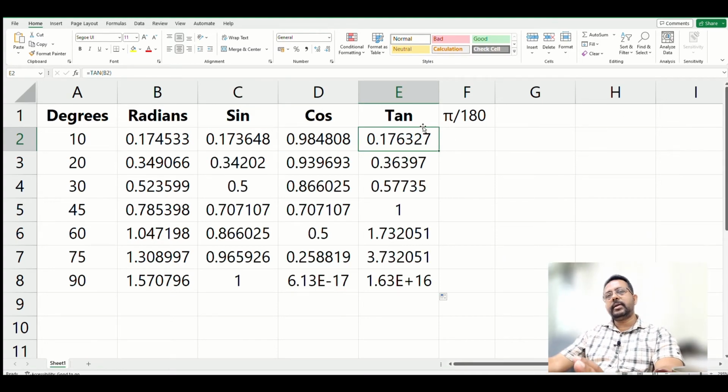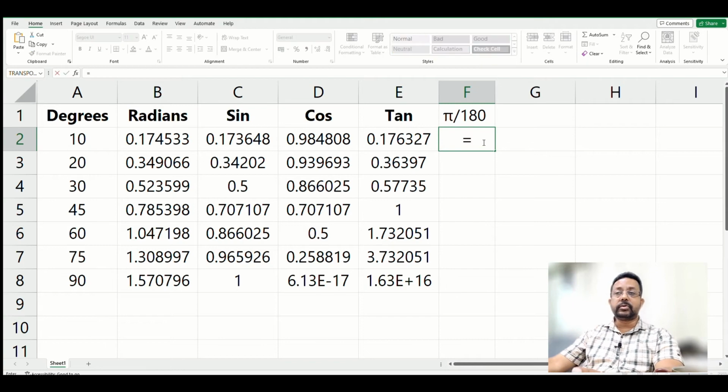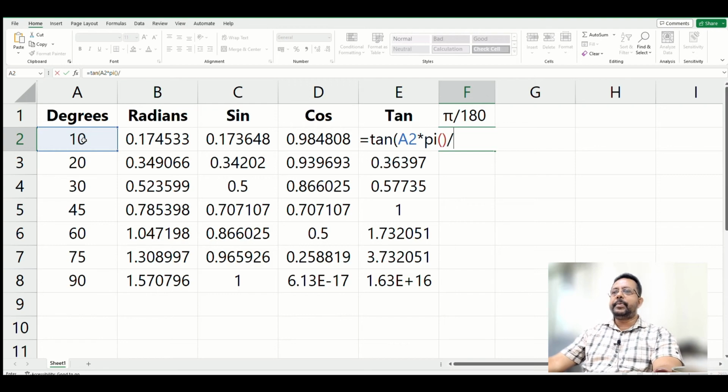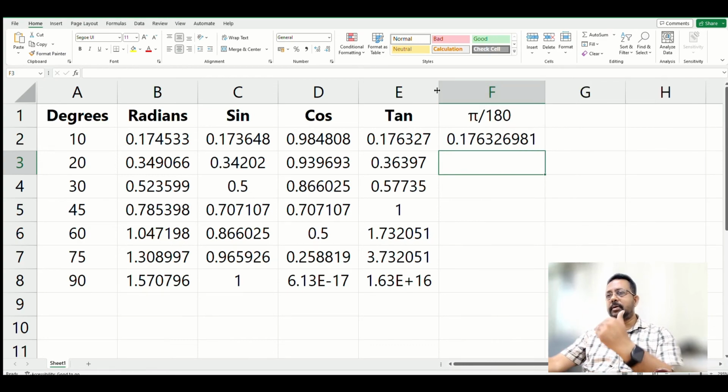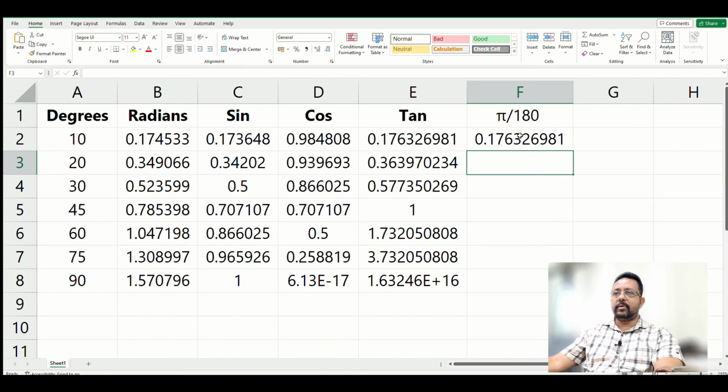Now we can do it in a separate way also other than using the radians. If we want to use the degrees, we can use pi by 180. So let's do is equal to tan of degrees. We select the degrees, multiplied by, I type pi under bracket, bracket closed, divided by 180 and bracket closed. And that should give me the exact same value of what we achieved from the radians value.